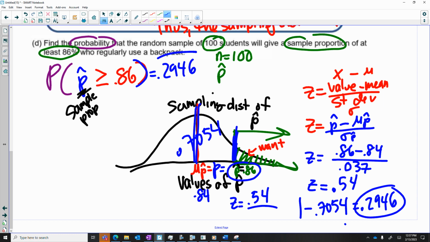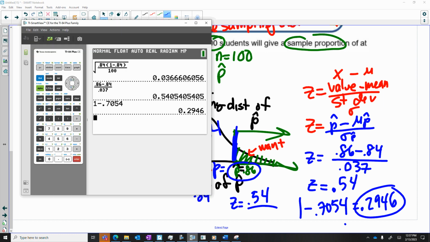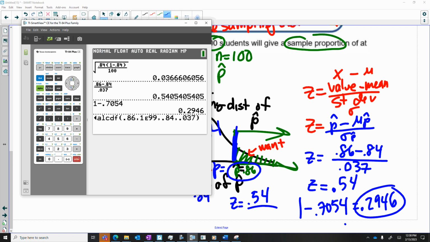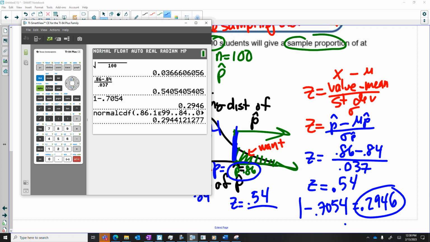Now I'm going to show you how to check it using our normal CDF. So normal CDF, you guys know you press second vars, you go to number 2. You're going to put in the lower bound, the upper bound, the mean, and the standard deviation. The lower bound is 0.86, upper bound is infinity. The mean was 0.84, which we calculated. Standard deviation 0.037, which we calculated. And if you hit paste, you're going to get the answer of 0.2944.